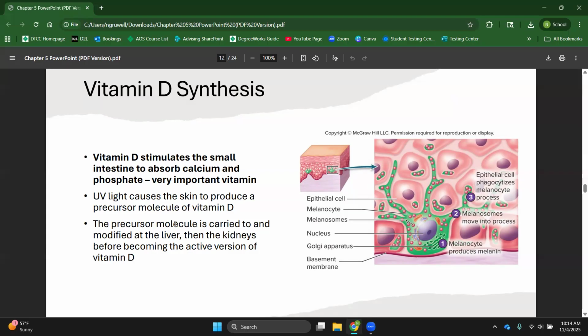The precursor molecule that starts in our skin is going to actually travel to the liver where it goes through its next change, and then it actually travels to the kidneys before it goes through its next change and becomes the active version of vitamin D. The active version of vitamin D is called calcitriol. So if you see that word calcitriol, sounds like calcium, that is our active version of vitamin D. And calcitriol is what actually stimulates our small intestine to absorb calcium and phosphate.